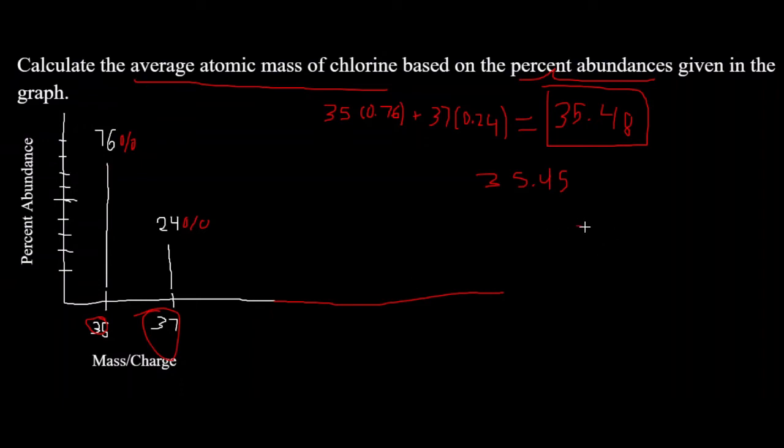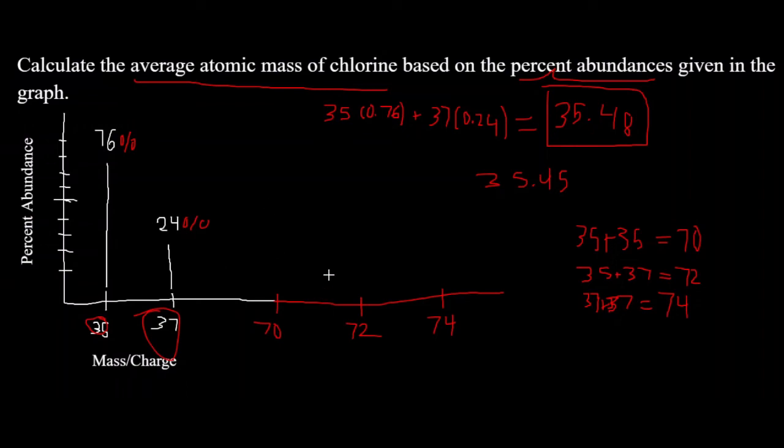One of the combinations could be 35 plus 35, which is equal to 70. One of them could be 35 plus 37, which is 72. And we could also have 37 plus 37, which is equal to 74. And now those are all of our possibilities. Now we can add that to our graph here, and usually a mass spectrometer will give you this in the results.